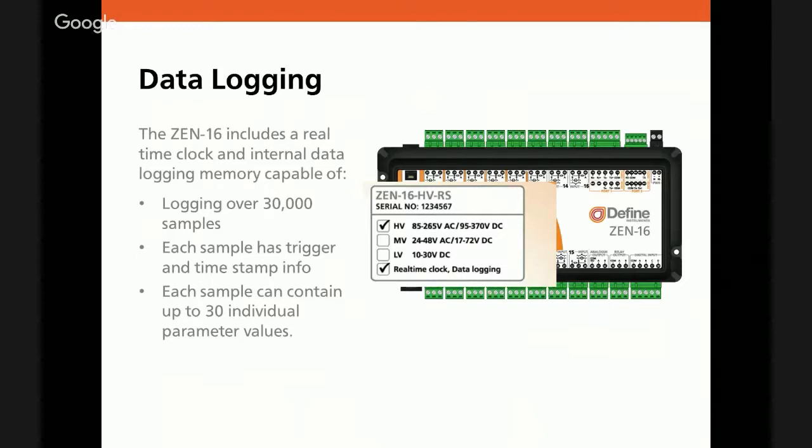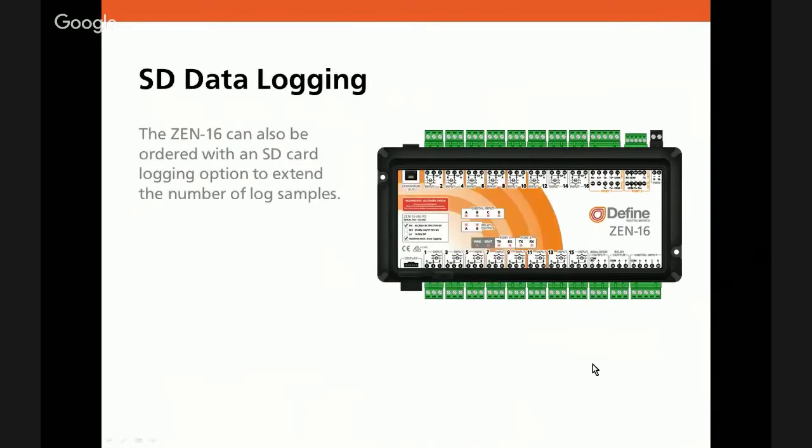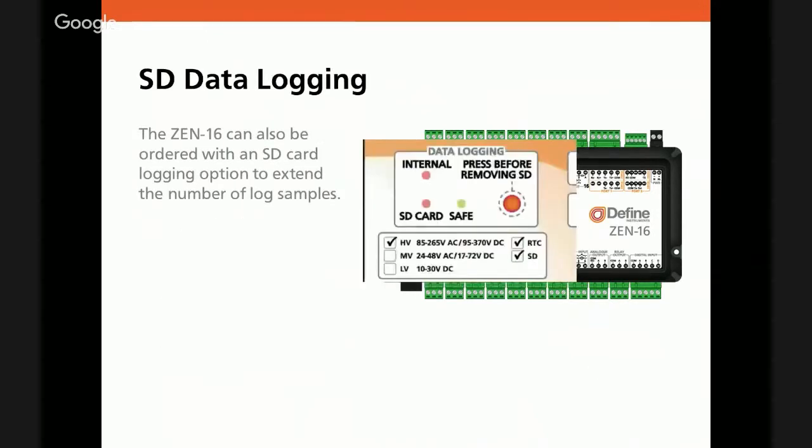It has modes that allow cyclic logging, so the memory just wraps around and you keep the most recent 30,000 samples. We also have an SD logging option for the Zen-16. Similar functions, similar number of parameters per sample, but obviously with a small micro SD card inserted into the Zen-16, the number of samples is greatly increased. So for those applications where you need to log for long periods of time, we have that option.